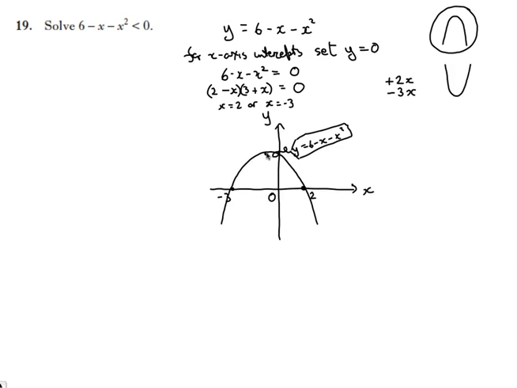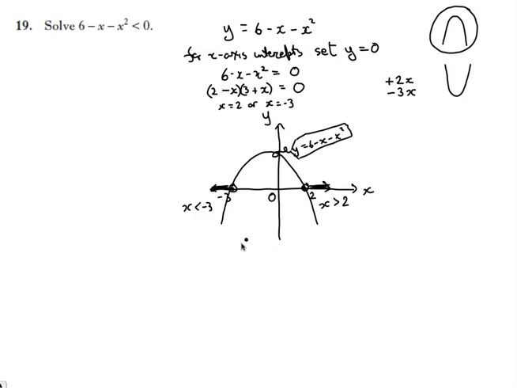So the heights of points in this graph give us the values of 6 minus x squared. This question says, when are these values less than 0? Well, that'll be when the points on the graph lie below the x-axis, and that'll be true for any value to the left of negative 3 or any value to the right of 2. In other words, for all values of x less than negative 3 or for all values of x greater than 2, the values of 6 minus x squared will be negative in that case.